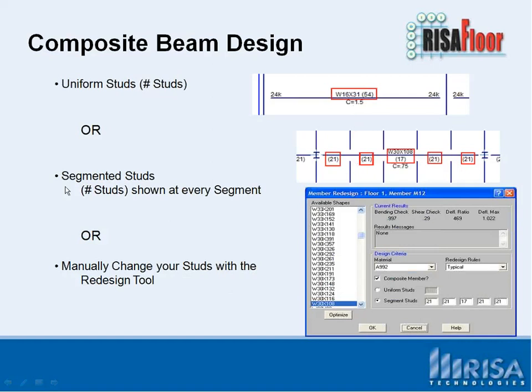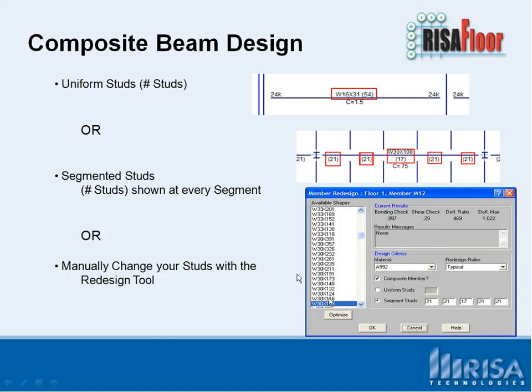We can also see segmented studs. So we see number of studs shown in every segment. So for a girder, for example, each segment, which is in between each beam framing in or joist framing in, you have a segment, and it's going to optimize that directly inside of those segments. Maybe you don't want to do such an optimization and you want to do your own. You can actually manually change these studs using the redesign tool.